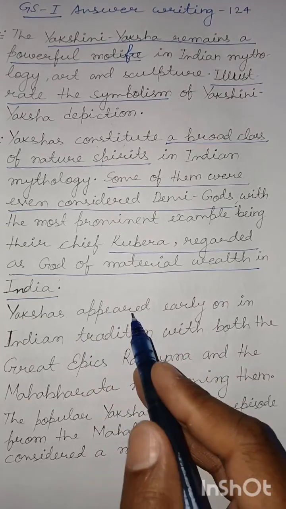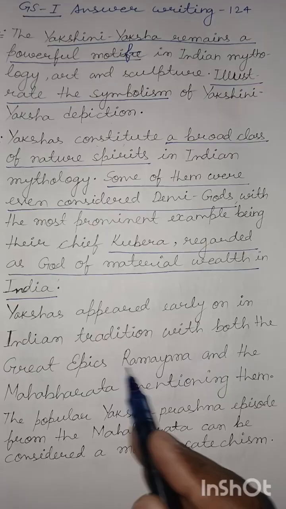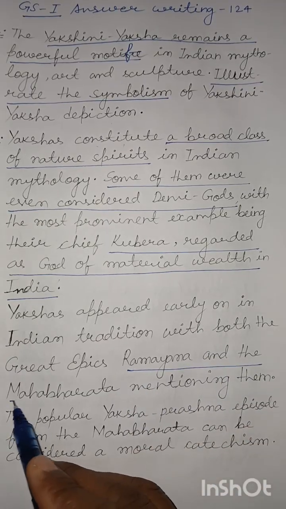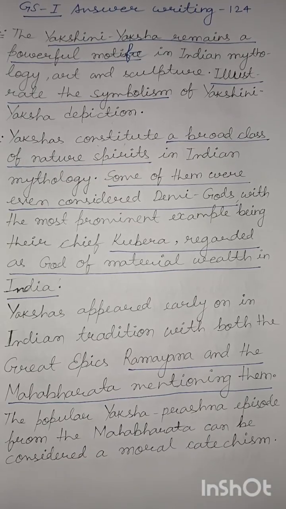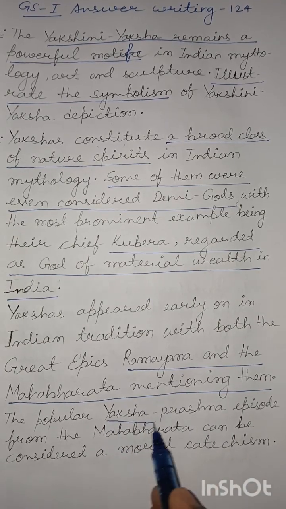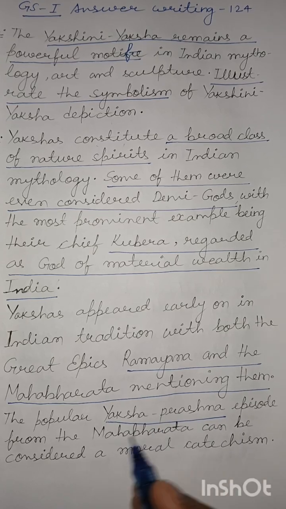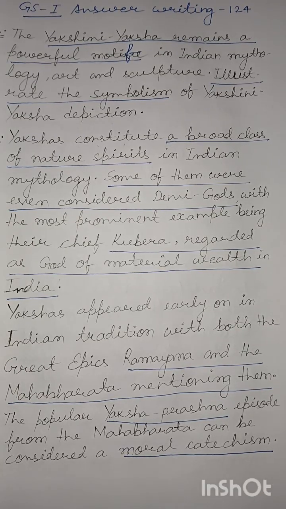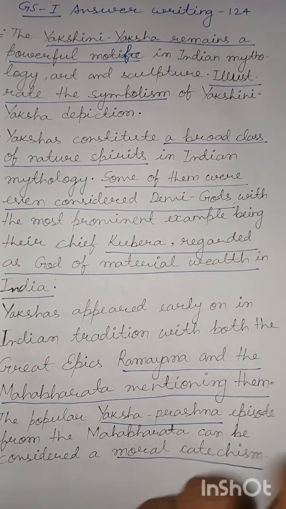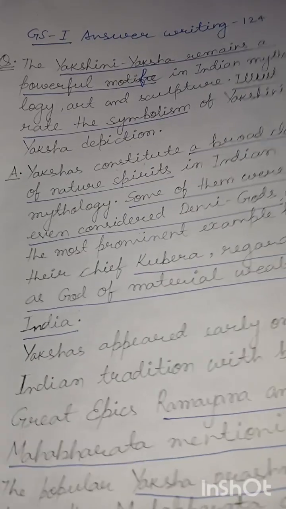Anyway, the point is, yakshas appeared early on in Indian tradition, with both the great epics, Ramayana and Mahabharata, mentioning them. So the point is, yakshas appeared just after the Vedic and Upanishadic period, that is, they have been depicted in both the great epics of India, that is in both the Ramayana as well as the Mahabharata. The popular Yaksha Prashna, you are almost certainly aware of this episode from the Mahabharata, can be considered a moral catechism, that is a moral question and answer. That is, this episode is structured as a moral question and answer between, as you know, the Yaksha and Yudhishthir. So we can from these examples say that as early as the epics, the yakshas and yakshinis appear in Indian mythology.